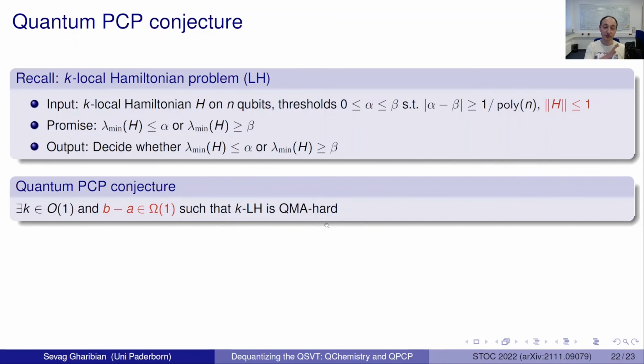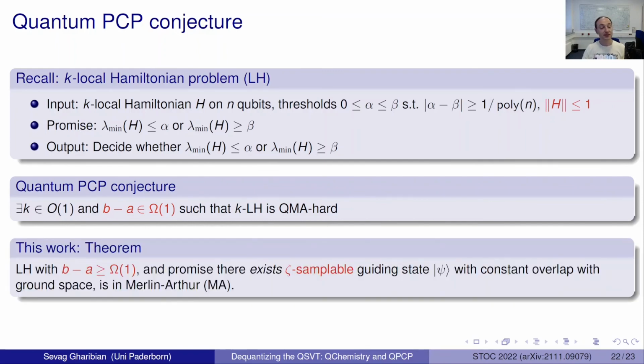And now, using the techniques we've just used, what we can show is that precisely in this regime, in this constant error regime, for the local Hamiltonian problem, if we assume that there's a good sampleable guiding state, then there's no way quantum PCP can hold, because we can show that this problem will fall into MA, Merlin-Arthur, which is the randomized analog of NP. Of course, in practice, I don't think such a good guiding state exists in general.